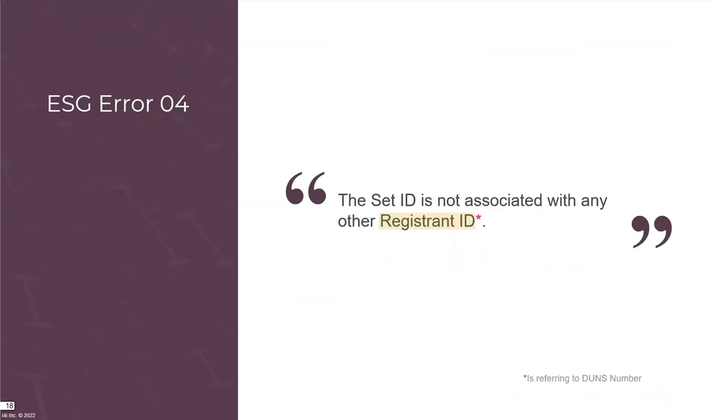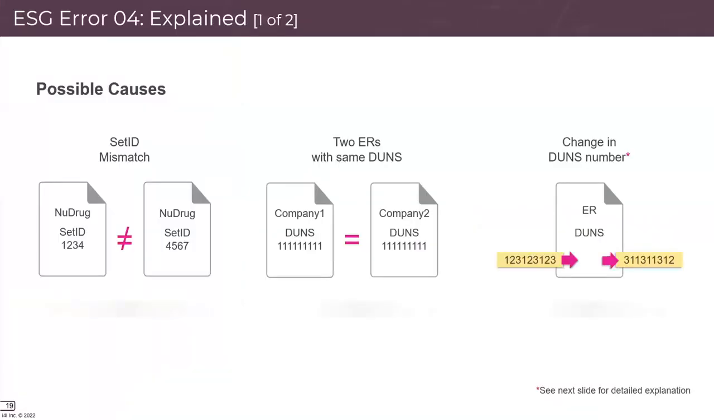Another error we are asked about is that the set ID is not associated with any other registrant ID. To clarify, registration ID is referring to the DUNS number. So there could be multiple reasons why you're facing this error in your establishment registration SPL submissions. One, there could be a set ID mismatch, and this can be easily fixed by checking the set ID in the previous version, like we discussed in the previous error.